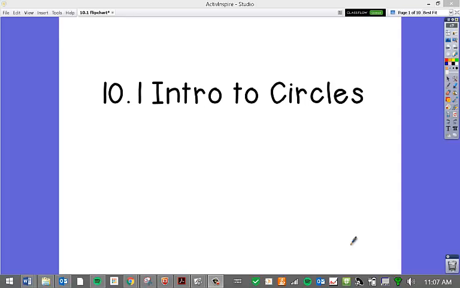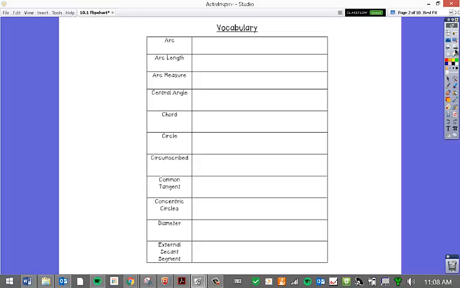Today we are starting a new unit about circles. Chapter 10 is about circles. So our lesson today is just kind of an introduction to different parts of circles, some basic building blocks for the rest of the unit. So we are giving you a list of all the vocabulary words.